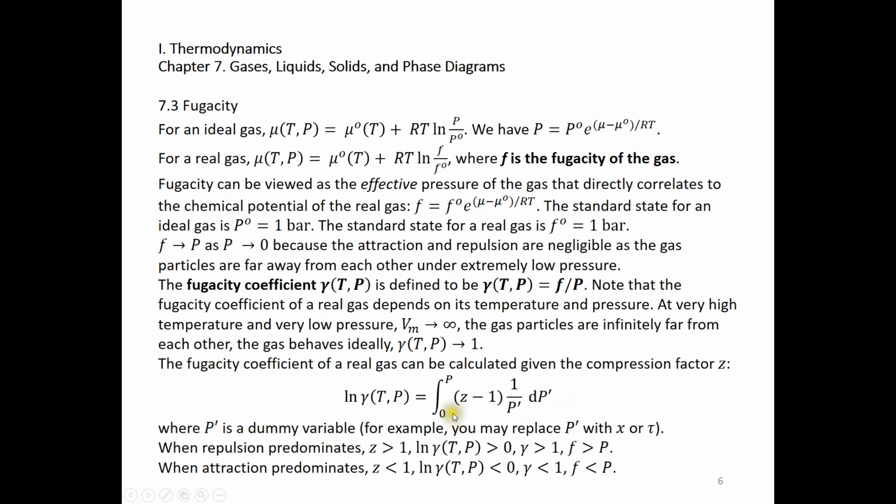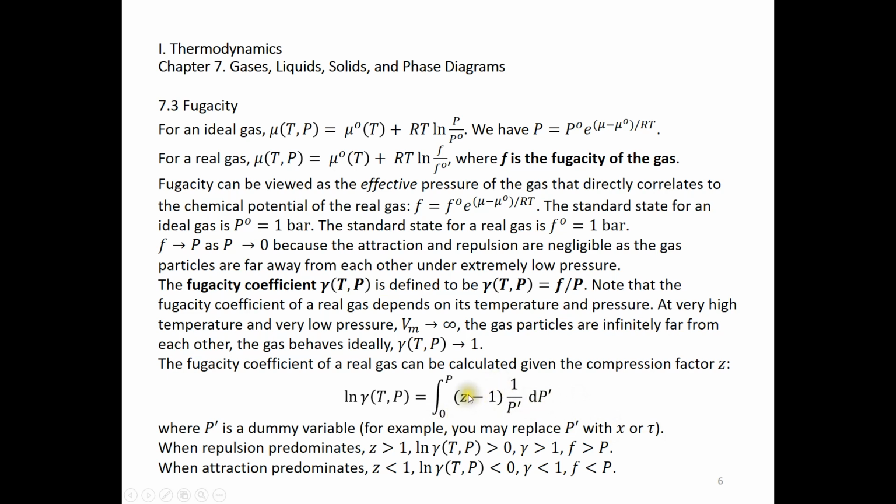I was considering using p here, but we do need to use this p as the upper limit for the range of pressures. So we need to integrate this p prime from 0 to p. That's why we need another variable, p prime, here. You may replace this p prime with x or tau. It does not matter. You will get the same integral.